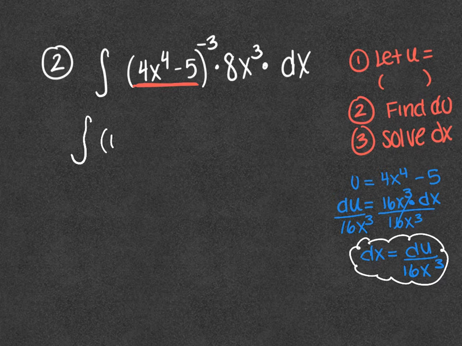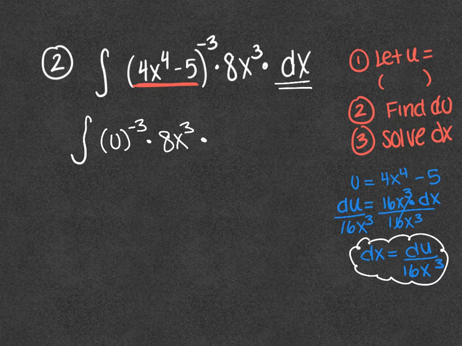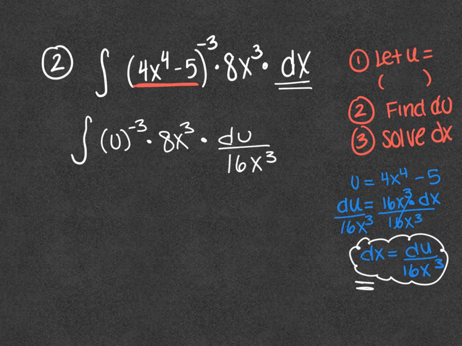So I'm going to make this u to the negative third times 8x to the third times, now I need to substitute dx. Well, this is what dx is equal to. So it's du over 16x to the third. So again, just like before, we can't take the antiderivative with u's and x's. It has to be one single variable. So these x's should cancel, and in fact they do, right? Because any top with any bottom cancels.